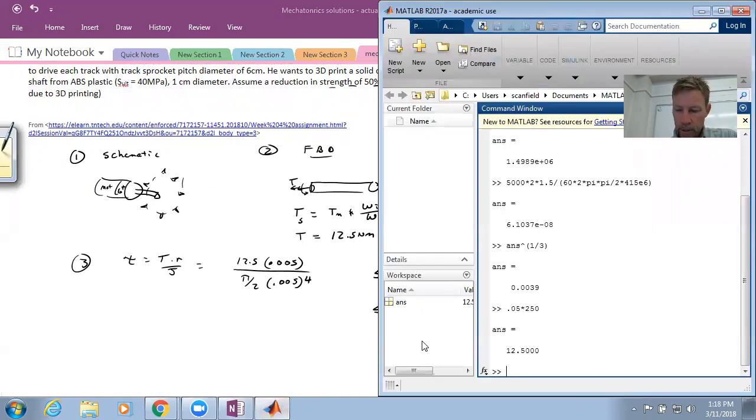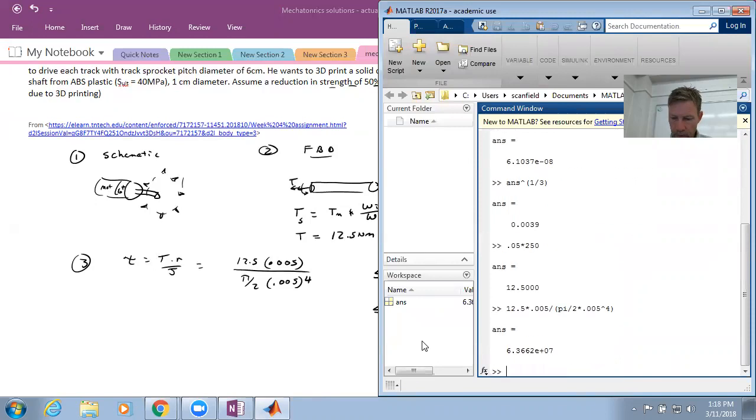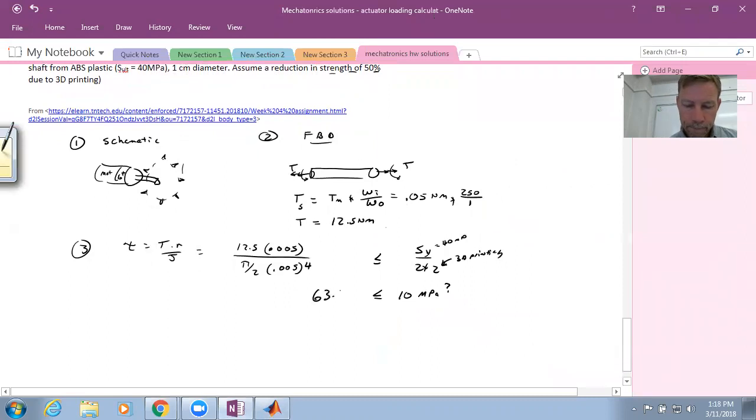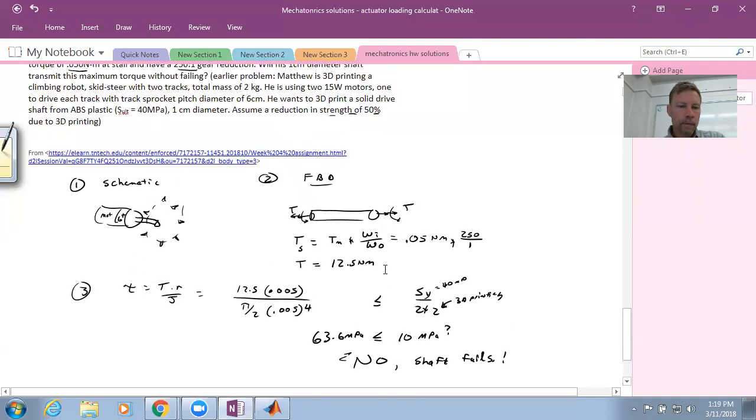That's what we're asking. So I get 12.5 times 0.005 divided by the quantity pi halves times 0.005 raised to the 4th, which is 63.6 megapascals. Is it less? No, not less. So this means this shaft clearly fails. It fails by a whole bunch. Okay, that was easy.